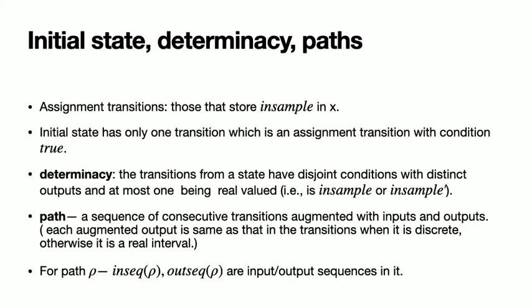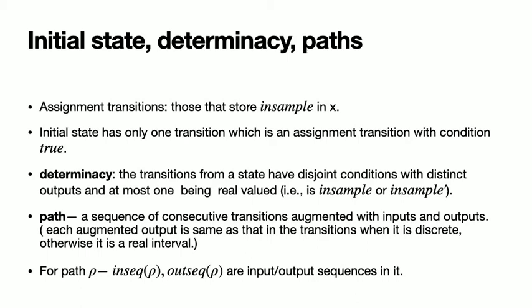Now I give you some definitions of the automaton. An assignment transition is a transition which assigns in sample to the variable x. We also require a determinacy condition for the automaton, which says that all the transitions leaving any state should have disjoint conditions and different outputs, and at most one of those outputs can be a real output, that is, either in sample or in sample prime.